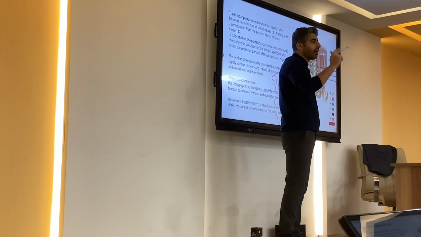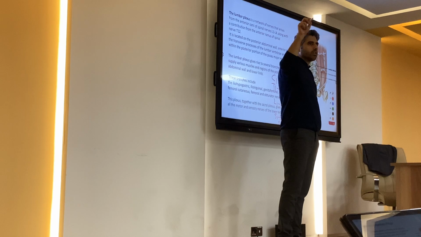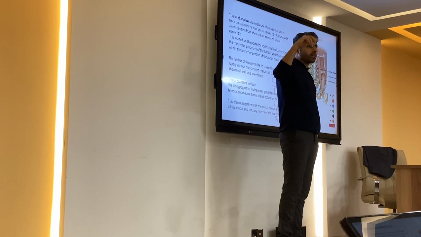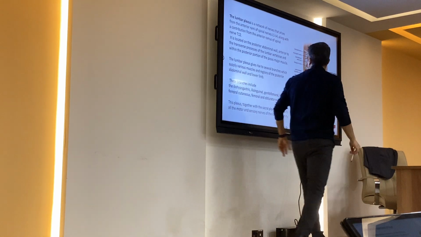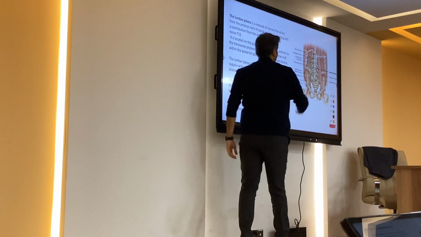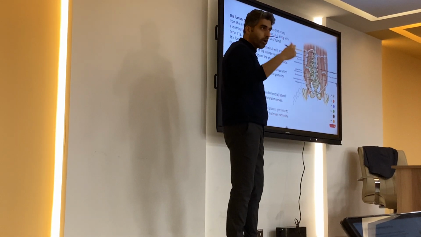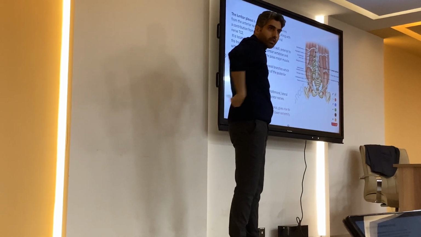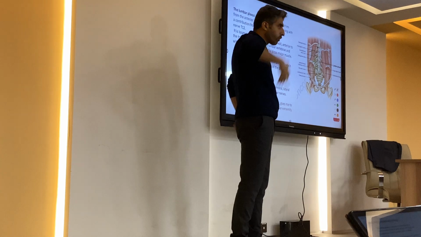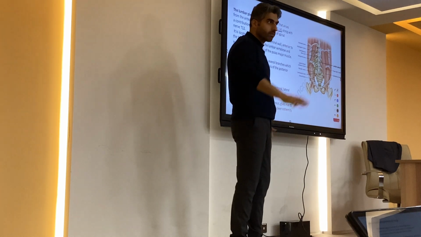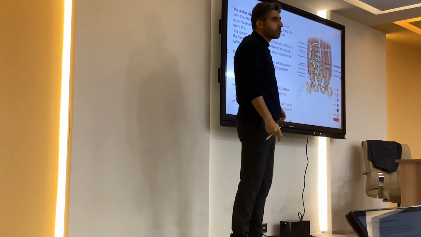Lumbar plexus, we have 4 nerves. L1, L2, L3, L4. So if I ask you which nerves participate in the lumbar plexus, you say L1 to L4. Lumbar nerves L1, L2, L3, L4, not L5. L5 goes to the sacral plexus. Okay? L1, L2, L3, L4.